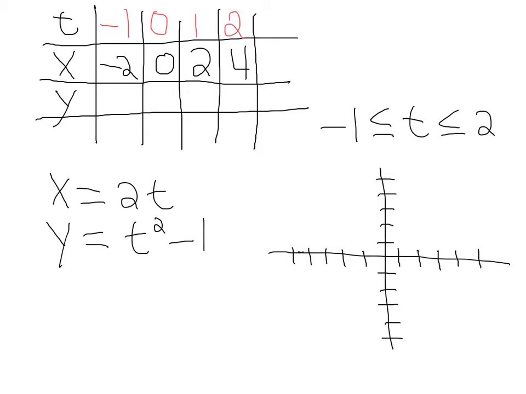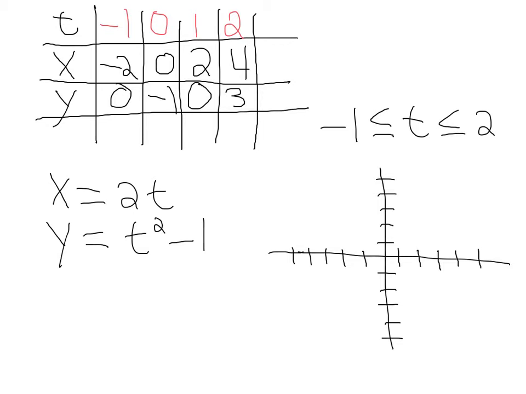Next, you do the same thing for the y values. So -1 squared is 1, minus 1 is 0. 0 squared is 0, minus 1 is -1. 1 squared is 1, minus 1 is 0. And 2 squared is 4, minus 1 is 3.